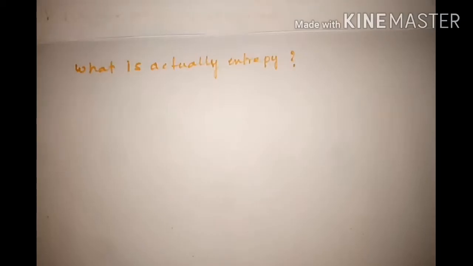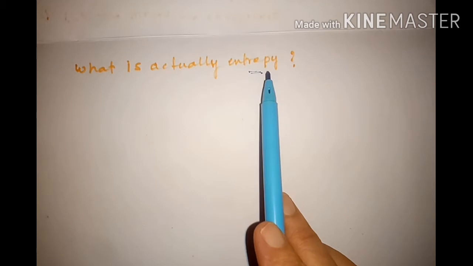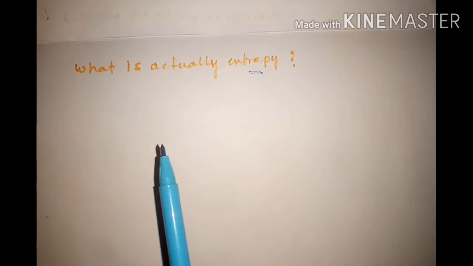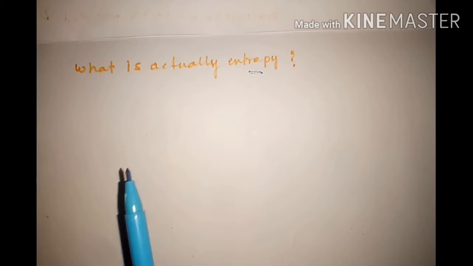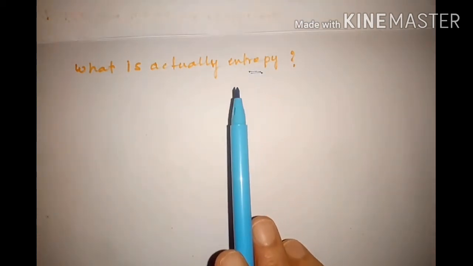Hello everyone. So in the earlier videos we talked about the energy and randomness, that is entropy. These are the two factors which decide the spontaneity of the reaction. Now the question arises, what is actually this entropy? As I already discussed in the earlier video, the temperature is also a deciding factor for the amount of entropy or the randomness of the system.